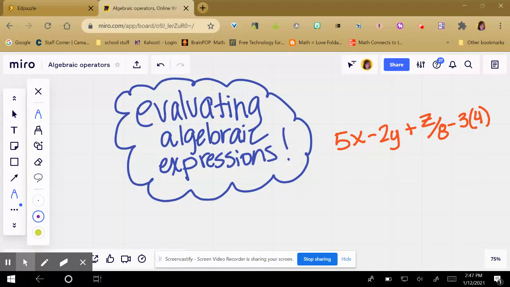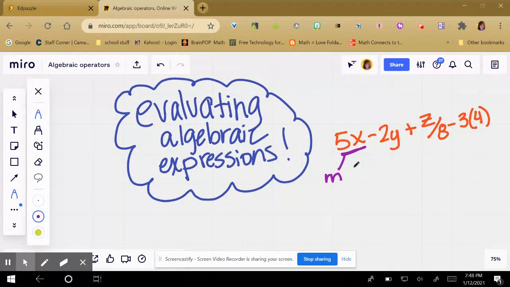And what that skill is, is recognizing algebraic operators. Operators meaning add, subtract, multiply, and divide. So for instance, if I give you an expression like 5x minus 2y plus z over 8 minus 3(4). If you don't understand what all those symbols mean, you're not going to be able to evaluate or solve the equation or expression. So let's make sure that we understand that, for instance, this means to multiply.